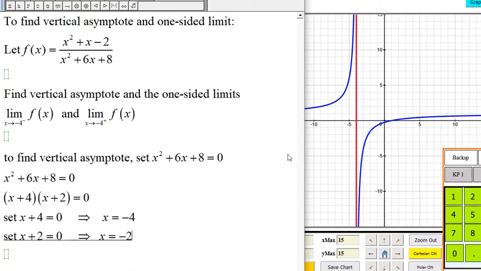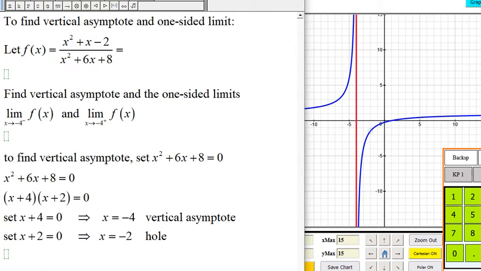But on the graph, we only have one vertical asymptote. We have a vertical asymptote at x equal to negative 4. But we don't have a vertical asymptote at x equal to negative 2. We have what's called a hole. So right here, we have a vertical asymptote. But right here, we have a hole. And the reason for that is because of this.